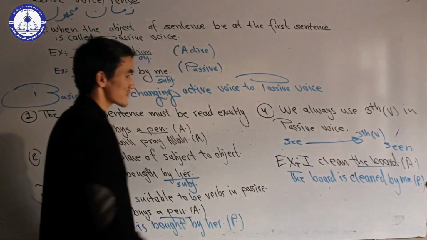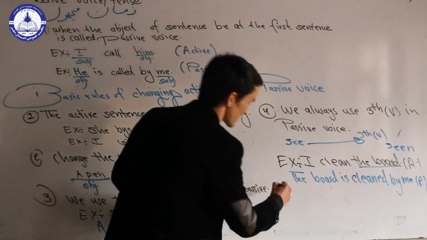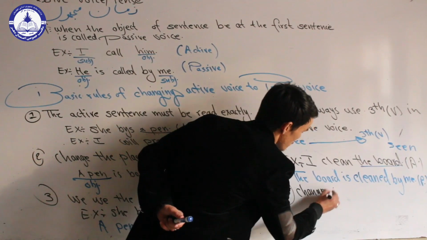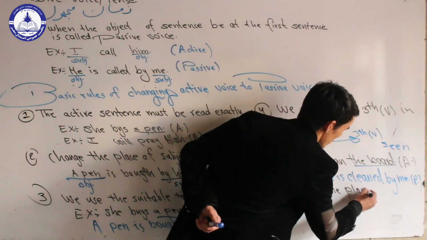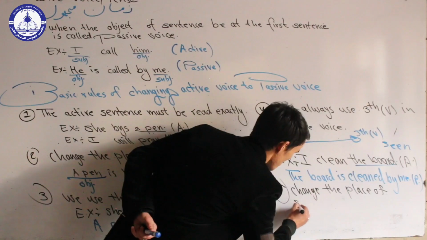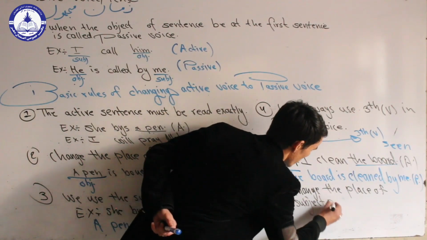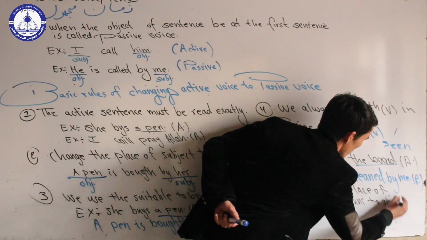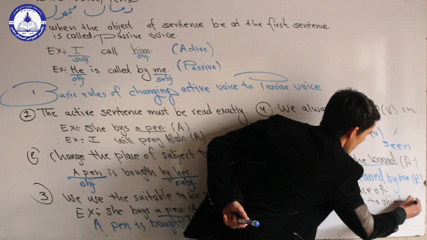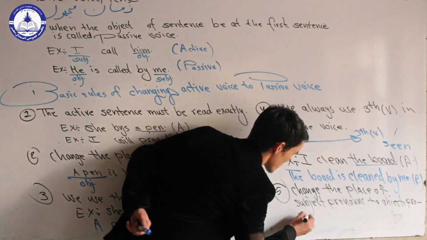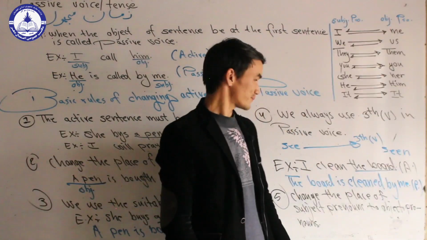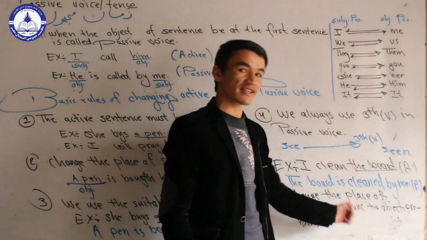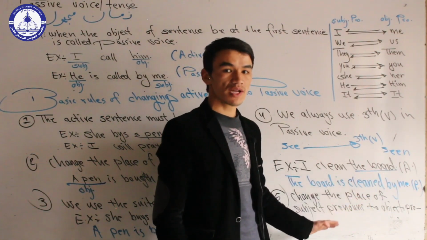Okay guys, the fifth step is that change the place of subject pronouns to object pronouns and the reverse. The fifth step is that change the place of subject pronouns to object pronouns and the reverse, the place of object pronouns to subject pronouns.